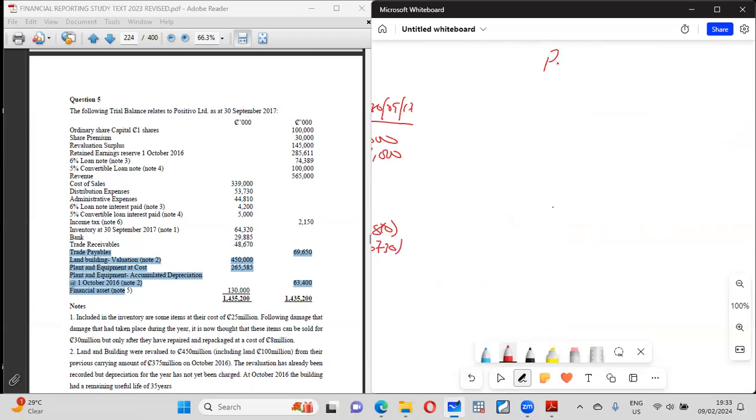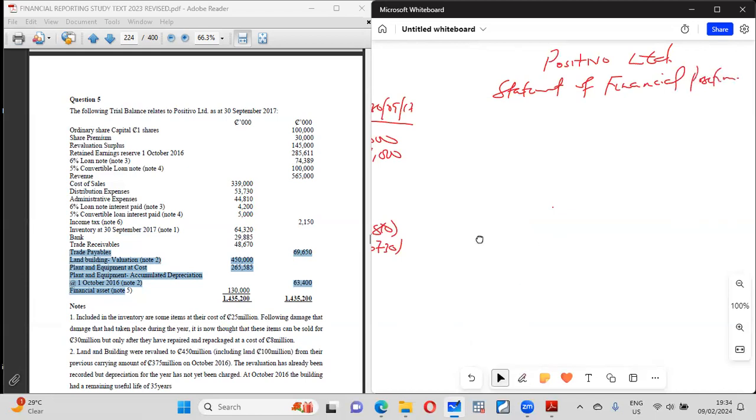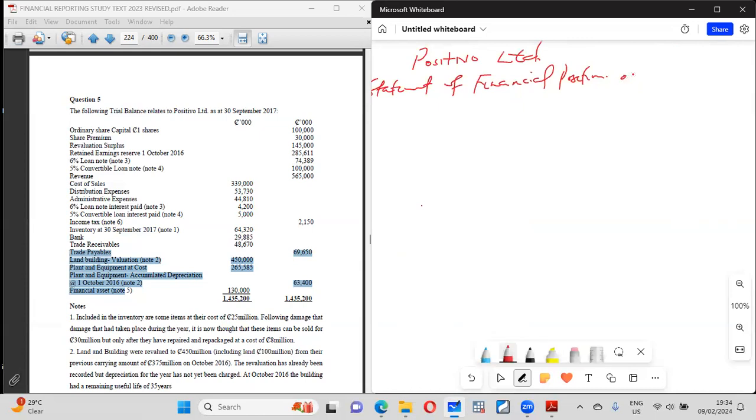So you don't relax. Write as if somebody is chasing you. This is exams. So statement of financial position. You write fast. Please, take my advice. I'm talking to you from experience. As at 30th September 2017, rightly underline, just one currency sign.